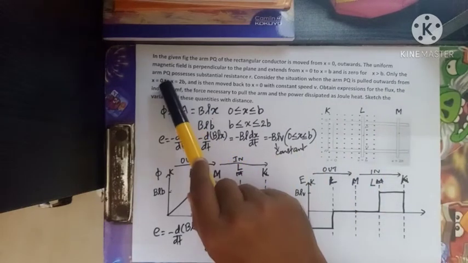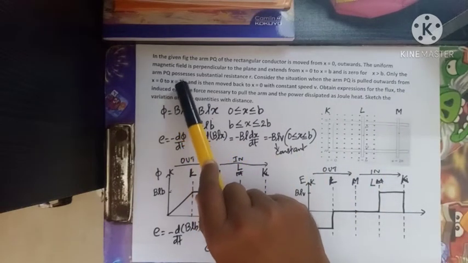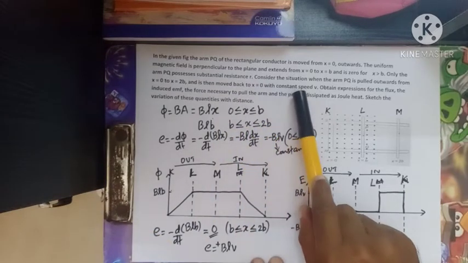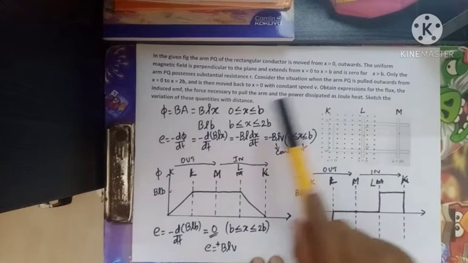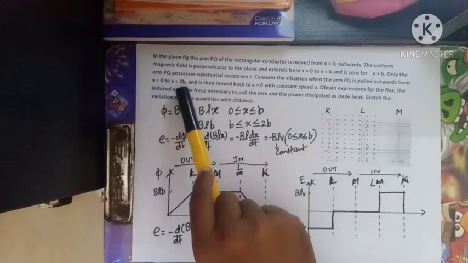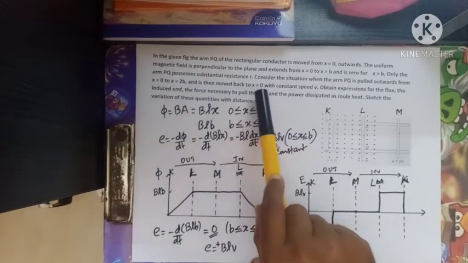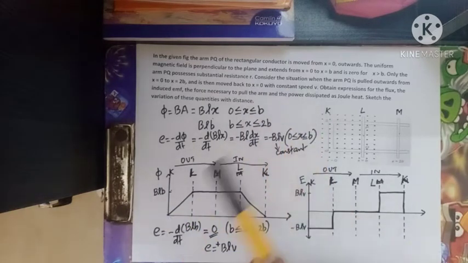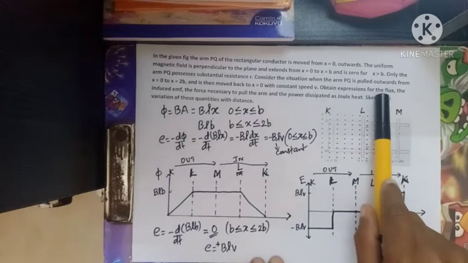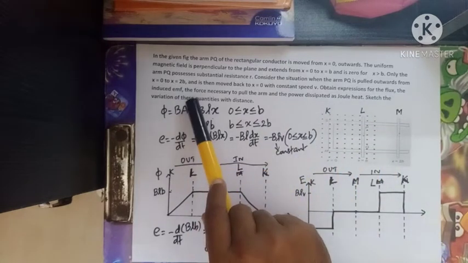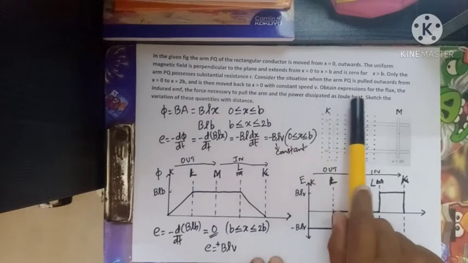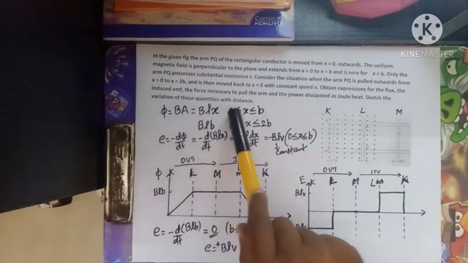Only the arm PQ possesses substantial resistance, small r. Consider a situation where the arm PQ is pulled outwards from x equal to 0 to x equal to 2b and is then moved back to x equal to 0 with a constant speed v. Obtain expressions for flux, the induced EMF, the force necessary to pull the arm, and power dissipated as Joule heat. Sketch the variation of these quantities with distance.